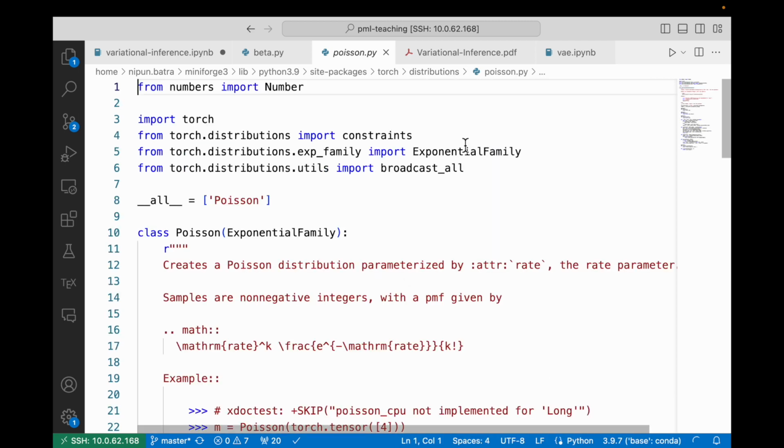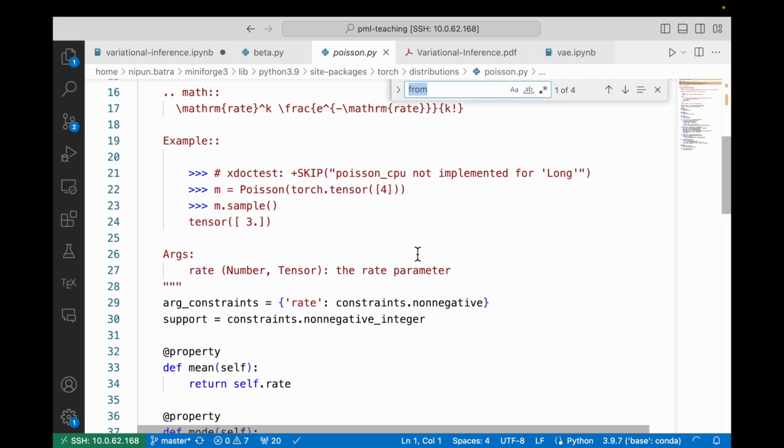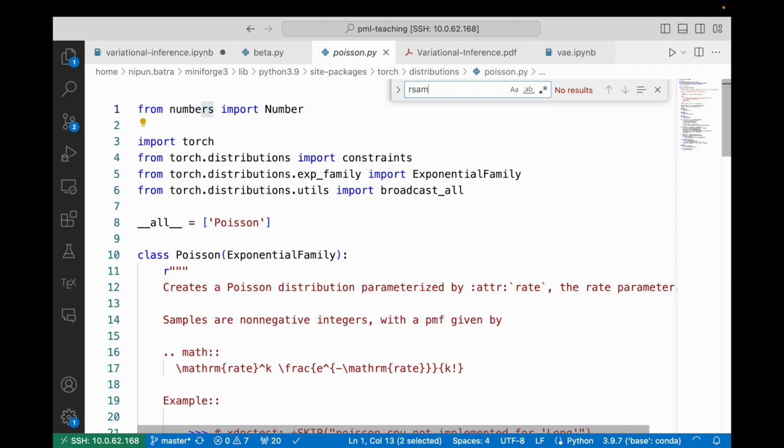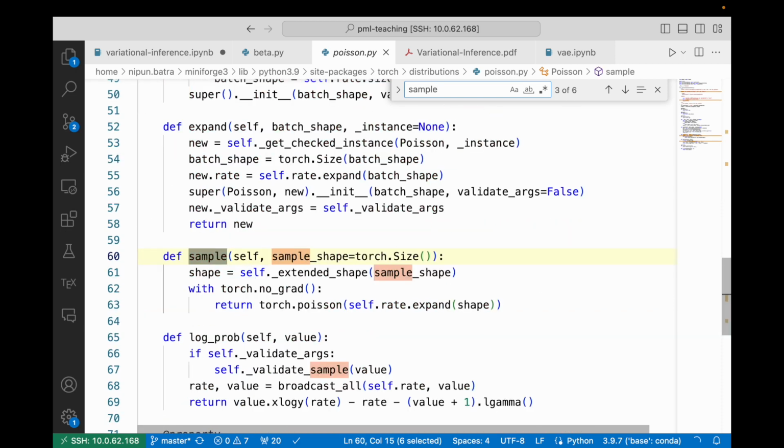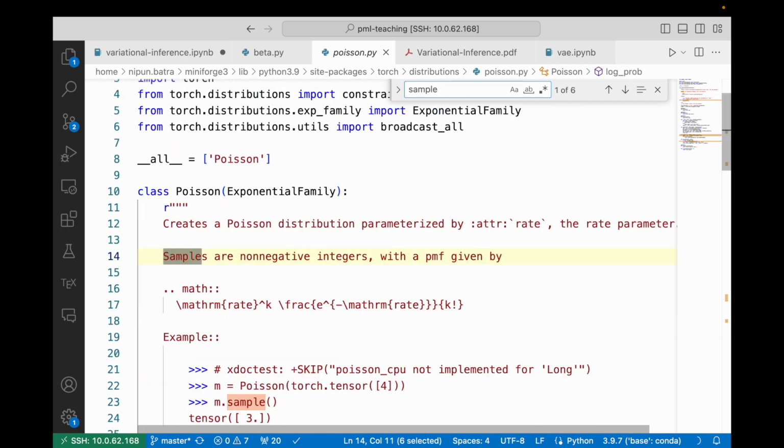So let's see maybe the Poisson distribution. There's no rsample method. All distributions may not have it. Let's see if they have a sample method. They have a sample method. They don't have an rsample method. Right? So all distributions may not easily have a reparameterized form.